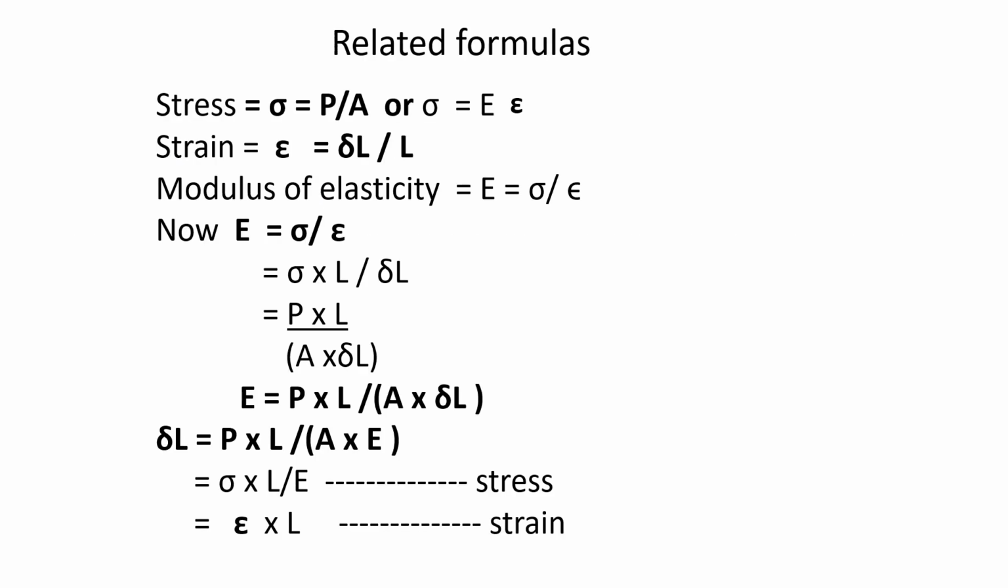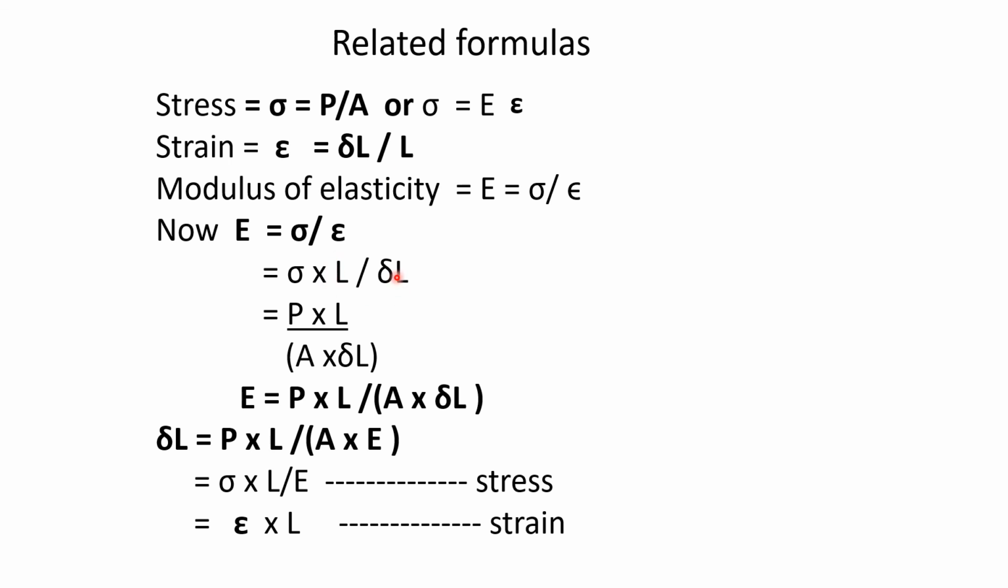Now here are some formulas. The basic formula of stress is sigma is equal to P upon A, or from Hooke's law we get sigma is equal to modulus of elasticity E into strain. These are the two formulas for stress. Strain, the basic formula is delta L upon L. Modulus of elasticity, the basic formula is stress upon strain. Now if I substitute the value of strain as delta L upon L, then this will be sigma into L divided by delta L. Here strain is in the denominator, so L will come at the top and delta L will be divided by delta L.